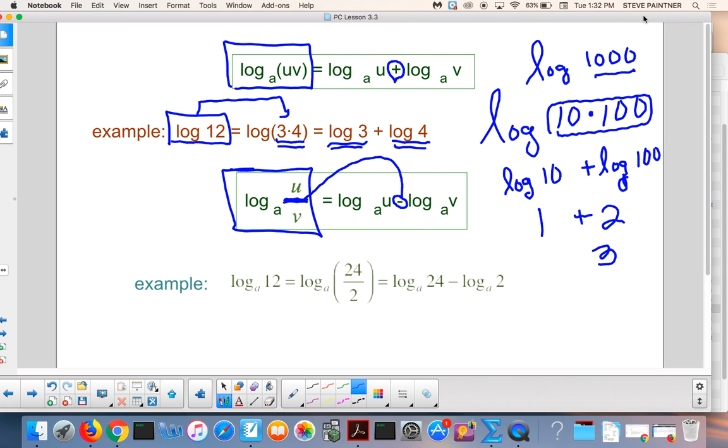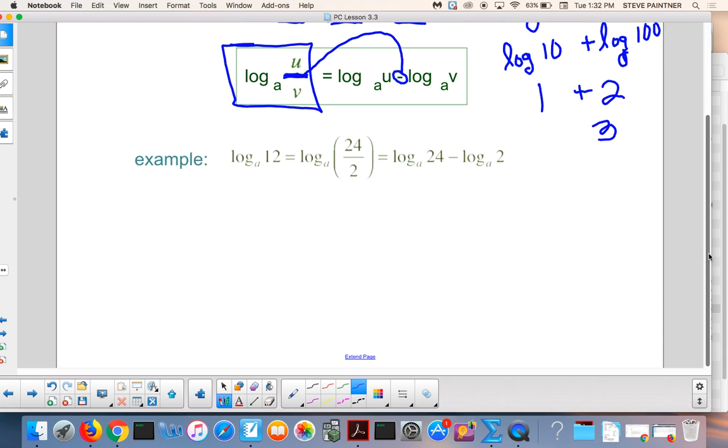Here's a quick example down here. Log of 12. Base, any base, doesn't matter. Well, the number 12 is really just this number, correct? 12 divided by 2, right? Yep. Okay, but did I say it wrong? 24 divided by 2, sorry.